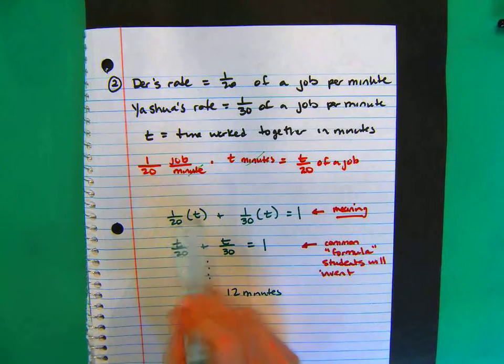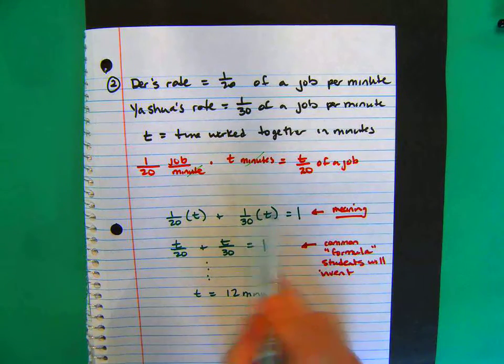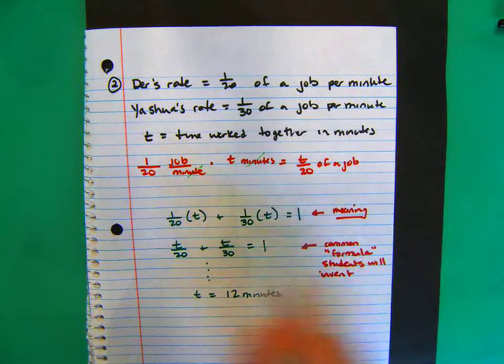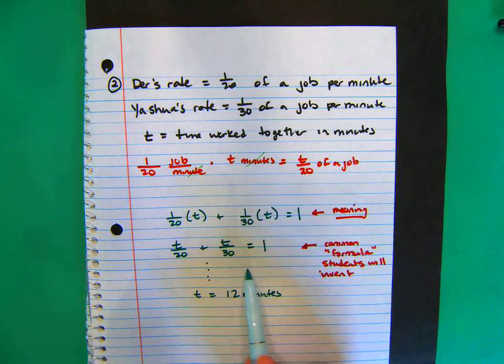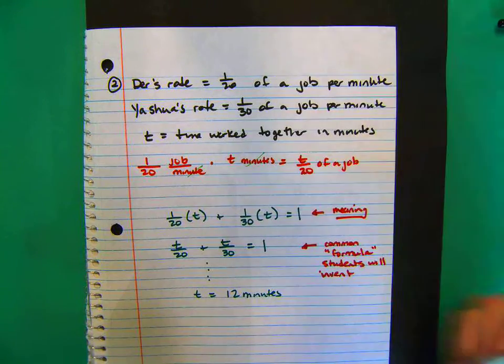1/20th times t, that's Dur's job. 1/30th times t, that's Yeshua's job, how much they got done. Together, that added up to one whole job. Right here is where we really have meaning. This is nicer to write, and this is a common formula that I always gave my kids before I started worrying about making sure I taught meaning. I would give them this.